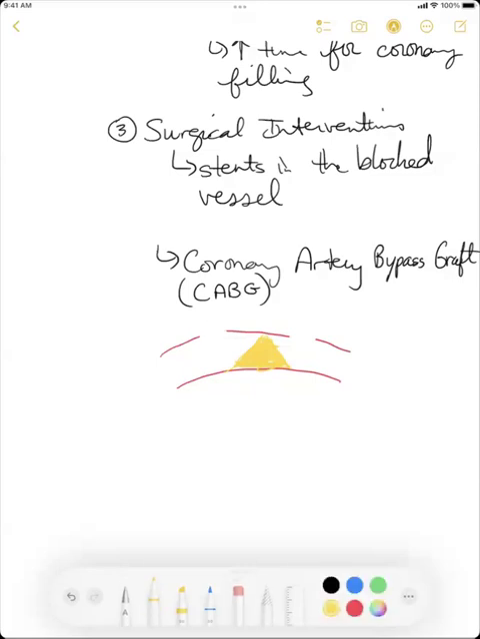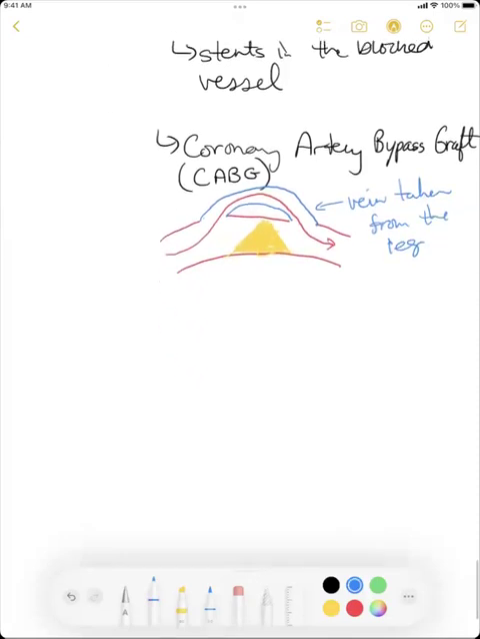They'll make a little bridge over top of it. So the blood, as it flows through, will go over this bridge and around the blockage. So this would be a vein taken from the leg. And they'll put these bypass grafts anywhere where there's significant blockage. So with CABG, you can do stents.